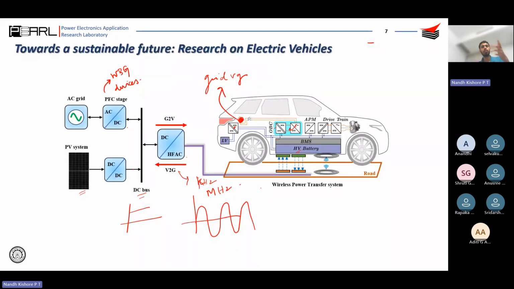So due to Faraday's law of electromagnetic induction, there will be a voltage induced across this coil, and that voltage is converted into DC once again, and you charge up the high voltage battery. From the high voltage battery you can run the motor of the car. From the battery you again convert this DC into an AC voltage, and you do V by F control and run the car motor.